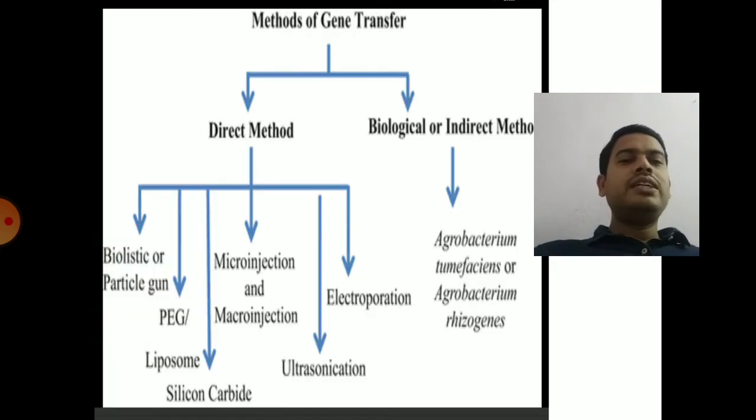In biological method, you use a vector and a transferring agent. So best example is TI plasmid, a vector, and the transferring agent Agrobacterium tumefaciens. So since it is infecting the plant cell biologically, hence it is called as a biological method of gene transfer. So these are the two different kinds of gene transfer methods.